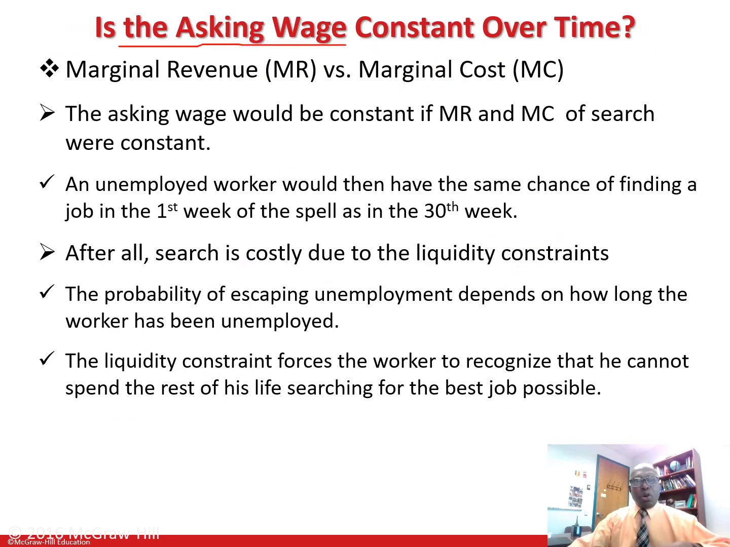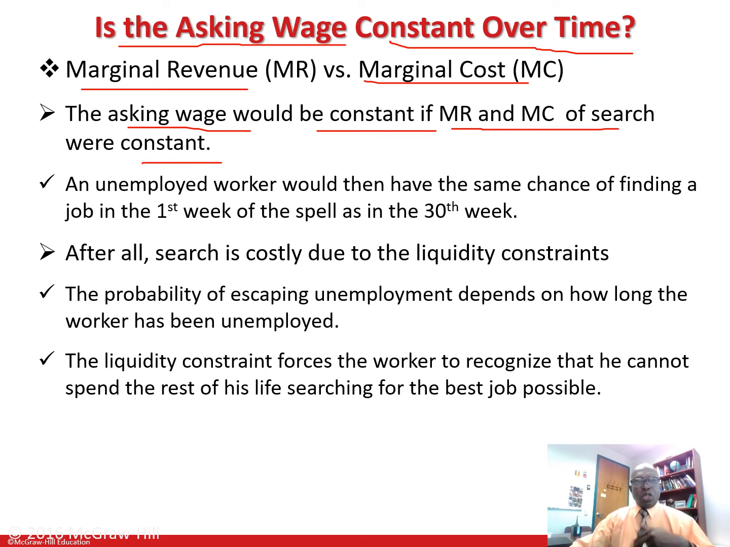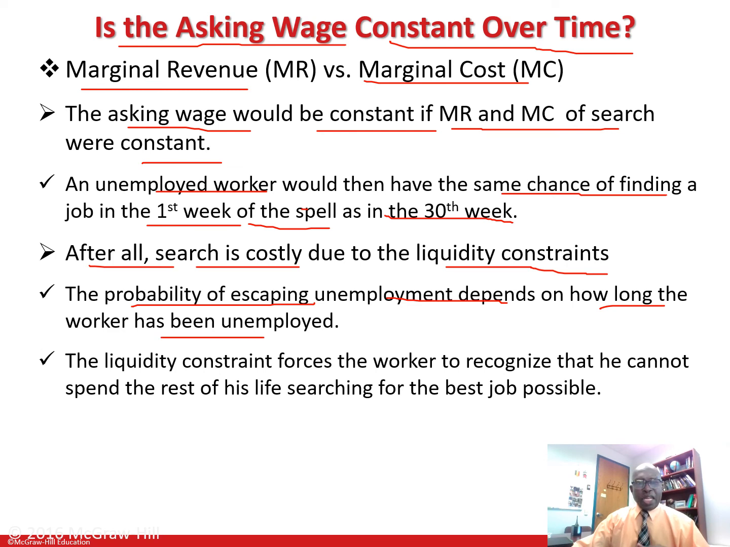So is the asking wage constant over time? To answer this question, we're going to compare the marginal revenue to the marginal cost. The asking wage could be constant if marginal revenue and marginal cost of search were constant. An unemployed worker would then have the same chance of finding a job in the first week of the spell or in the 30th week. After all, search is costly due to the liquidity constraint. The probability of escaping unemployment depends on how long the worker has been unemployed. The liquidity constraint forces the worker to recognize that he cannot spend the rest of his life searching for the best job possible.